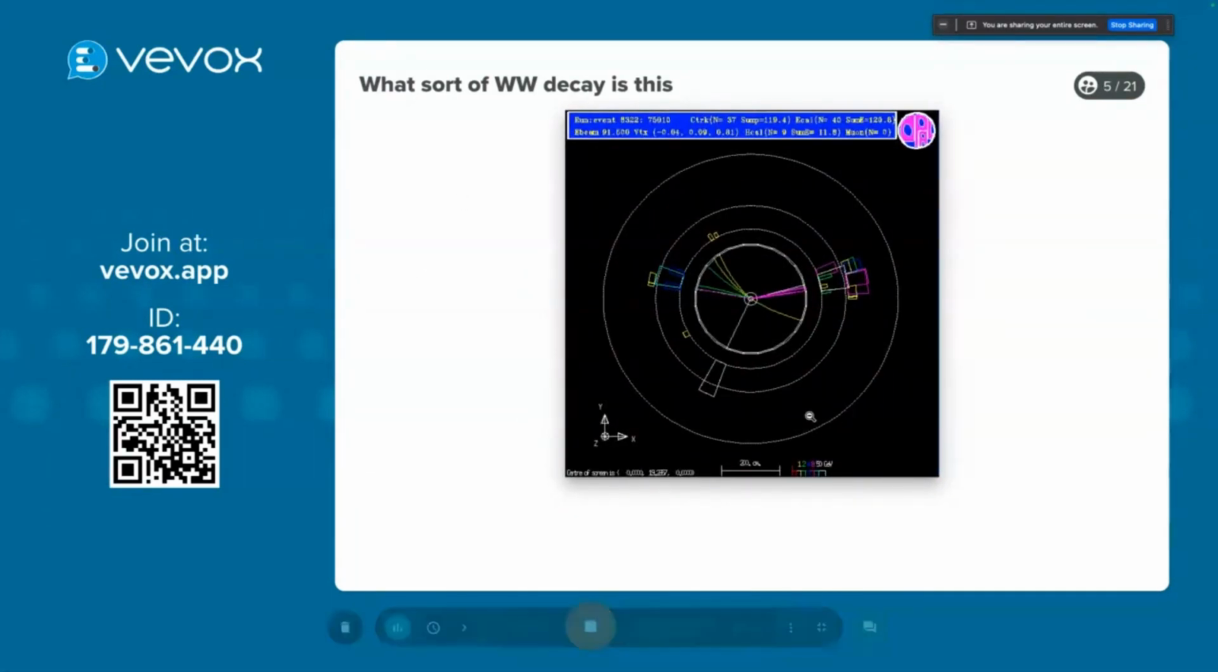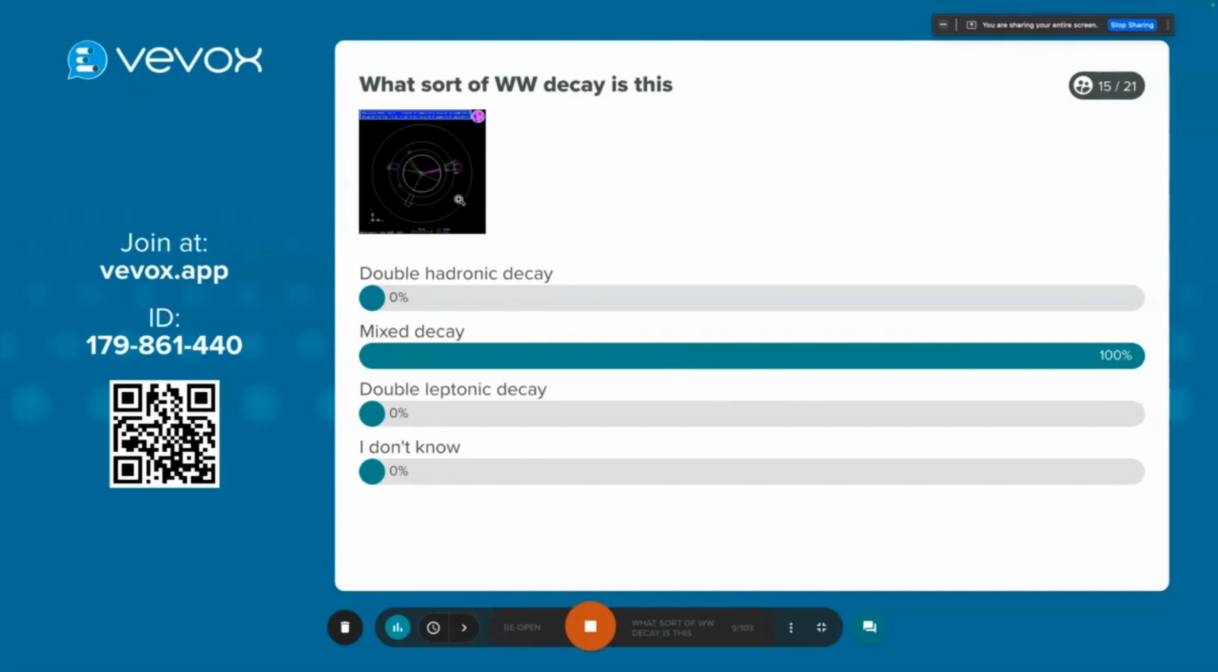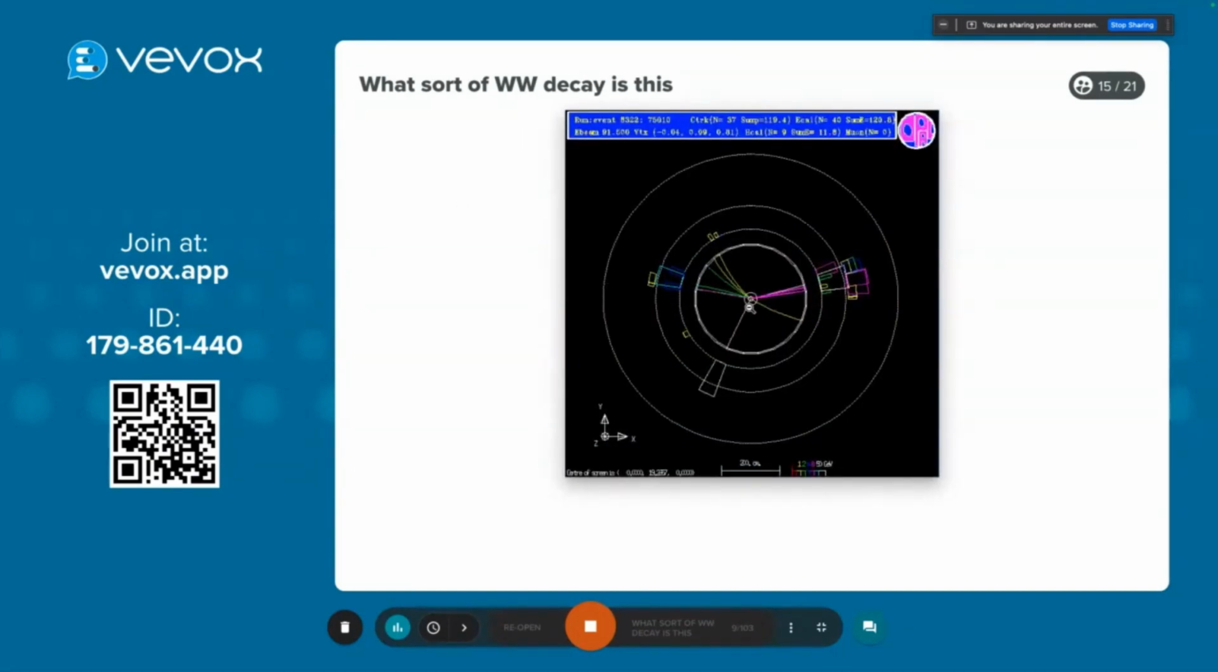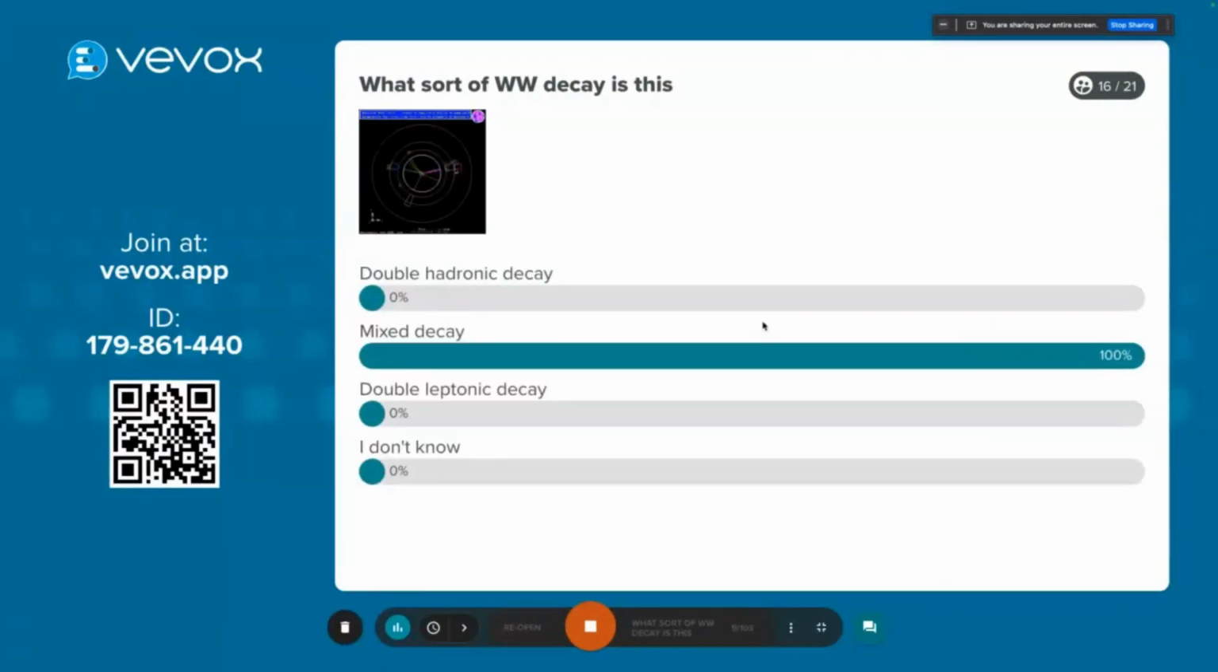What about this one? Yeah, pretty unanimous on the mixed here. Once again, some events are much more obvious than others. Here we have a clear electron and a pair of jets, right? So that's an electron and a quark going in these 2 different directions, producing these sprays of hadrons. So that's definitely a mixed decay.